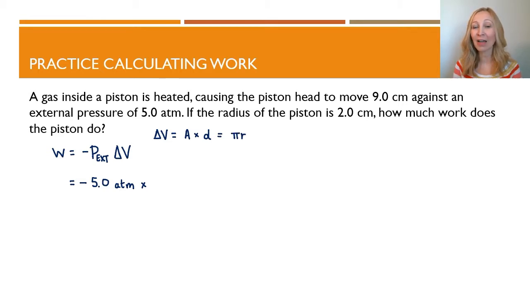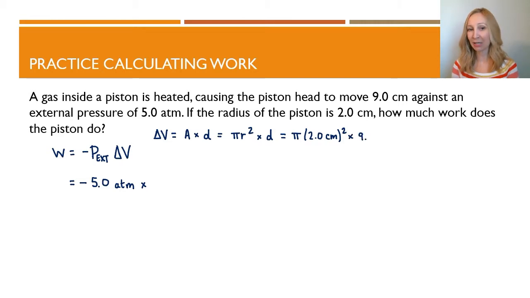Now the area of that piston head is pi r squared. That's how we calculate the area of a circle. By the way, a piston head is circular, so we use pi r squared. It has a radius, and so pi times 2.0 centimeters squared. And then we're going to multiply our distance, the distance that it pushes against the atmosphere, so 9.0 centimeters. We get 113 centimeters cubed.